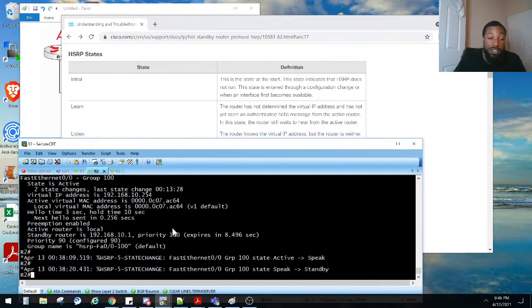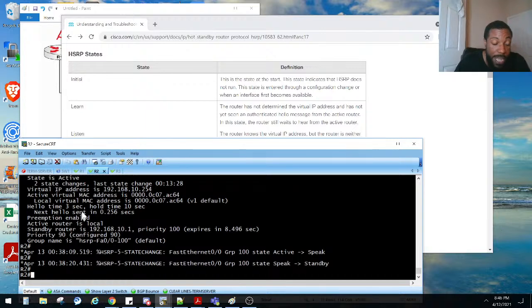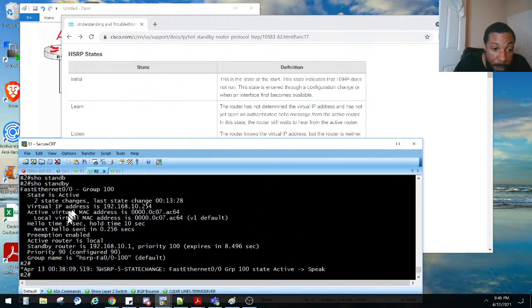Let's go ahead and check out what our timers look like right now. Well, actually, we can run that command again, and you can see right there. Hello time is every 3 seconds, just like I said earlier, right? We say hello every 3 seconds, and then our hold time, or dead timer, as I like to call it. A lot of the dead timers, they call it hold timers. So sometimes they go hand in hand, right?